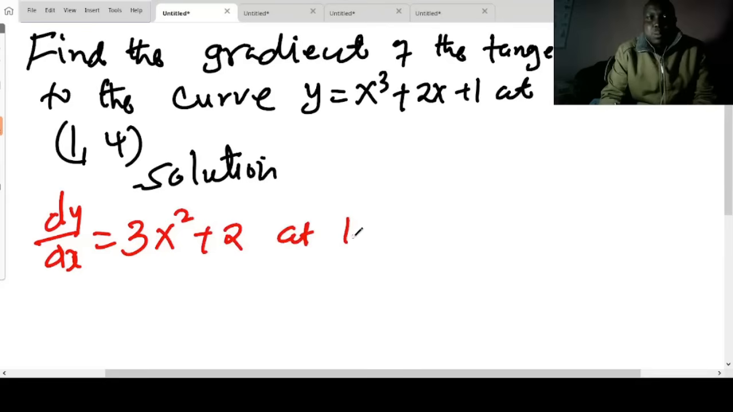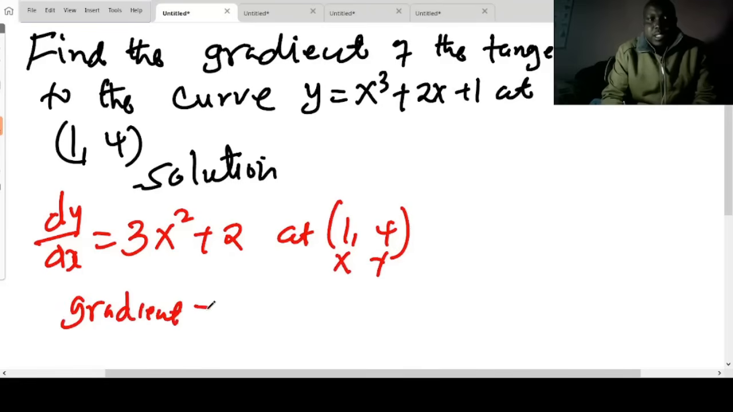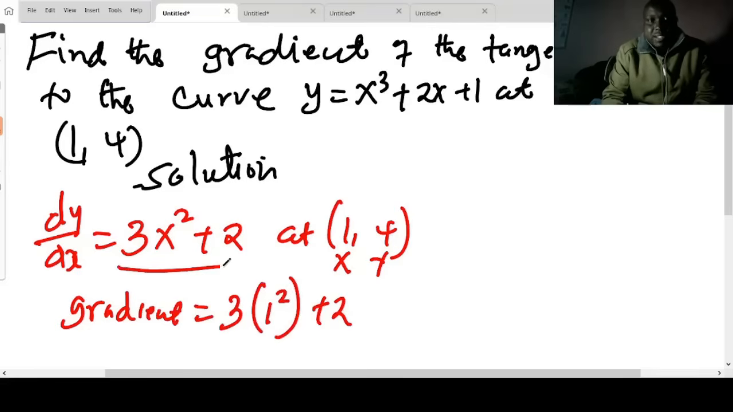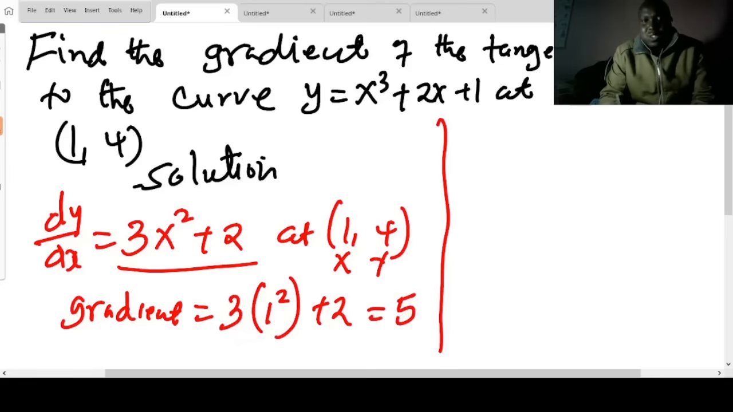But at the point 1, 4, the value of x is 1 and y is 4. So we don't bother with y, we substitute to get, so gradient is equal to 3 into 1 squared plus 2. I am substituting the value of x in our gradient function. So it means that the gradient is going to be 3 plus 2, which is 5. That is our gradient. So the gradient of this line is going to be 5. Sawa sawa.